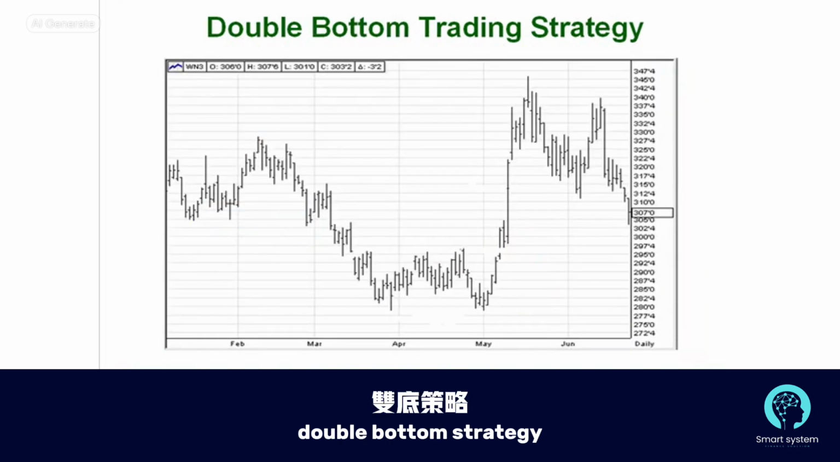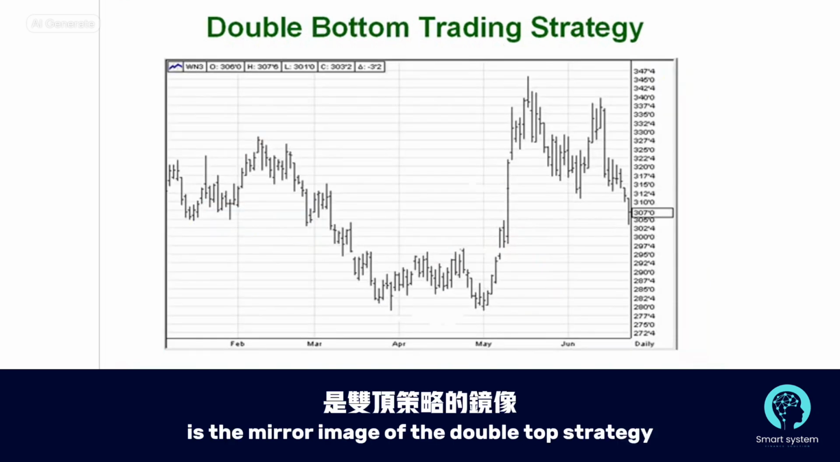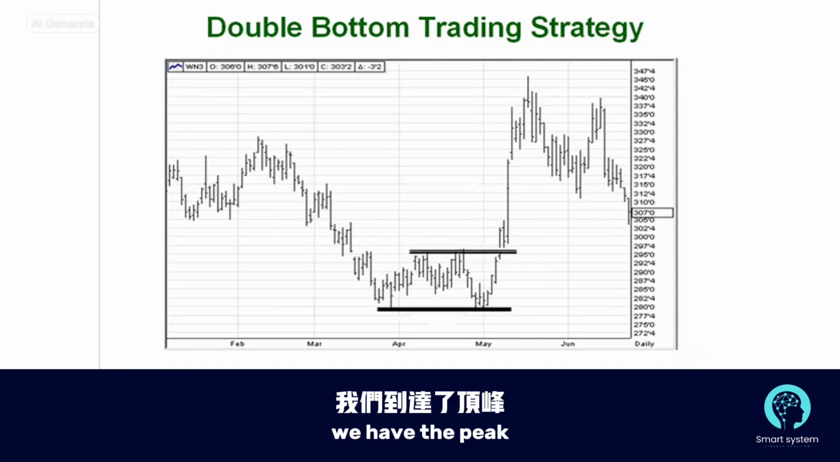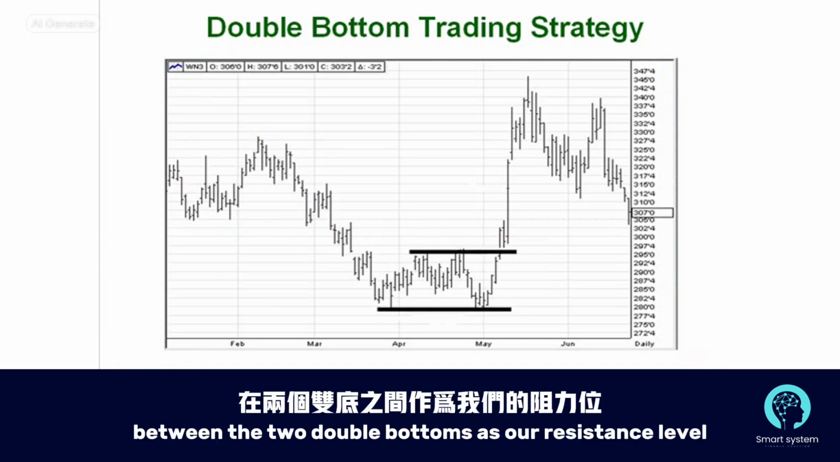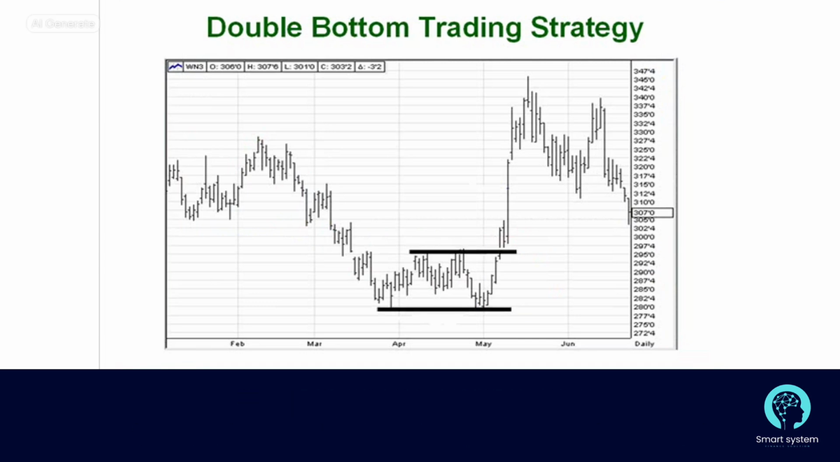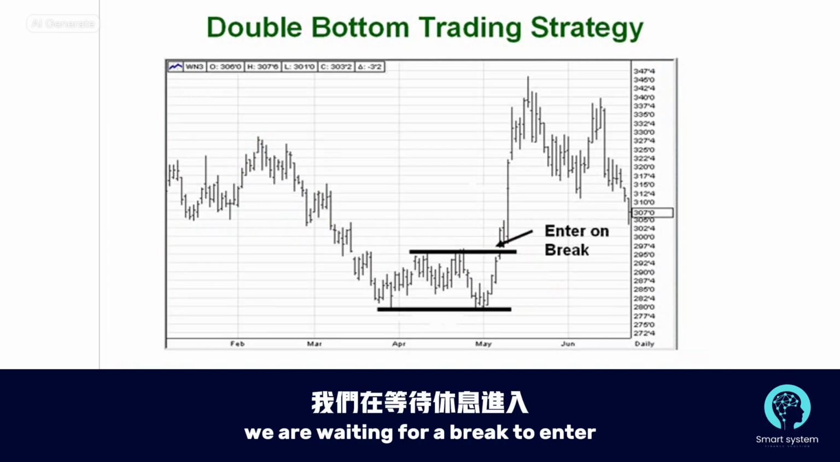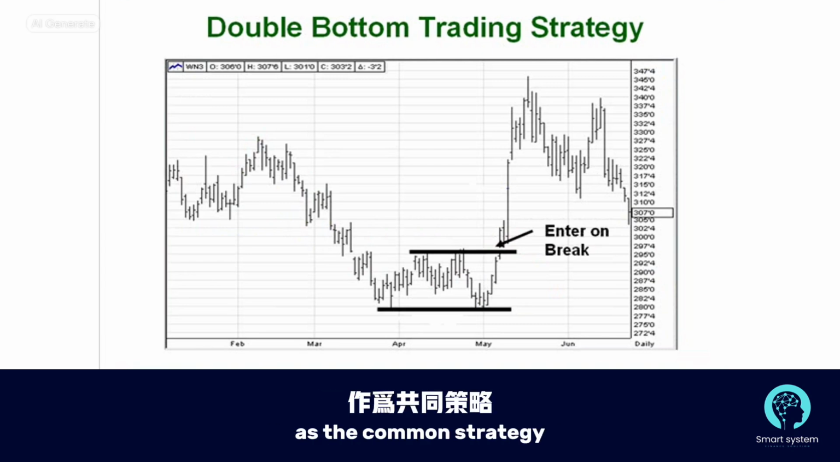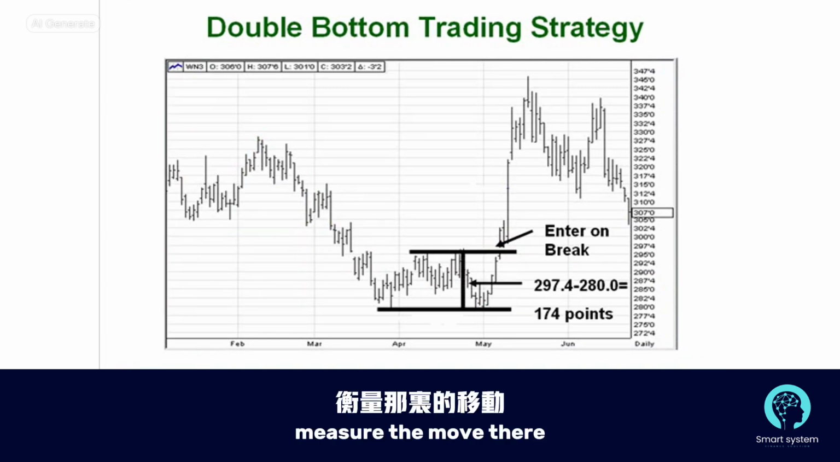The double bottom strategy is the mirror image of the double top strategy. We have the double bottom in place here. We have the peak between the two double bottoms as our resistance level. We are waiting for a break to enter. On the break of that resistance level, as the common strategy, measure the move there.